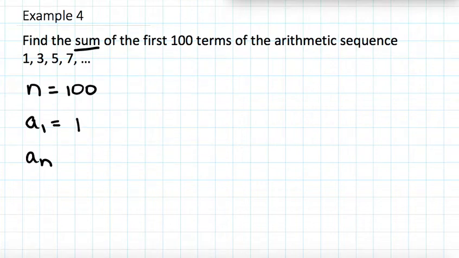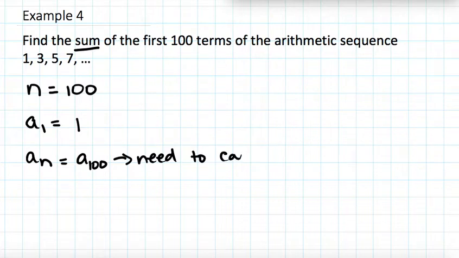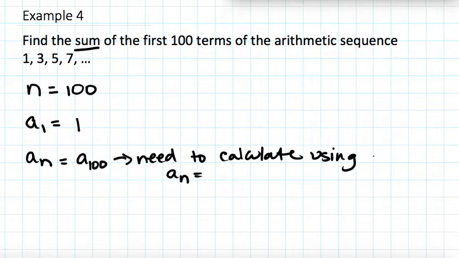Now, a sub n is a sub 100, and I don't know what the 100th term is here. So what I need to do is calculate what the 100th term is. Now I can obviously go through and list them all out, but that would take a really long time. So I'm going to use the other formula that we just saw, a sub n equals a sub 1 plus n minus 1 times d.